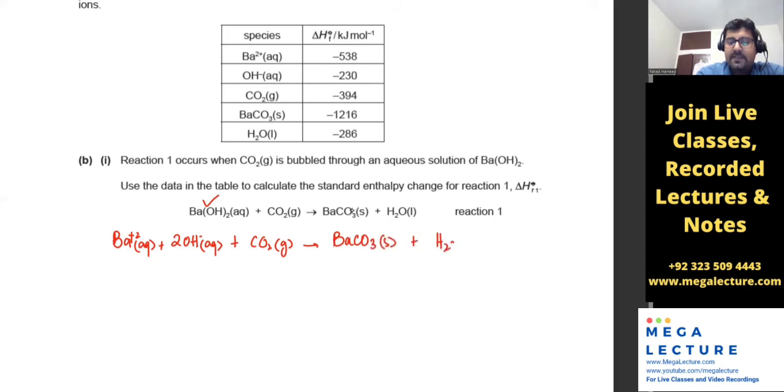Plus H2O, which is a liquid. Now focus on this. You've got barium ions aqueous, and the enthalpy of formation of everything is given. When this question came, a lot of people got confused and said that the enthalpy of formation of barium hydroxide was not given. You just had to write it differently. Barium hydroxide is not given here, but barium ions aqueous and OH ions aqueous are given separately. Now the enthalpy of formation of the reactants and the products is given.